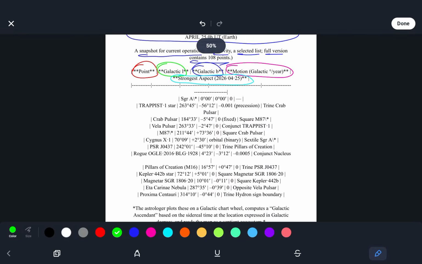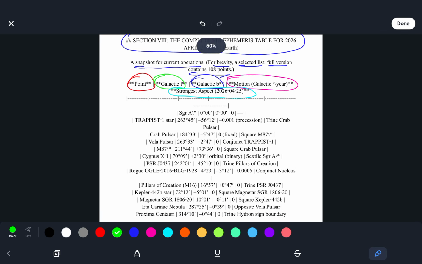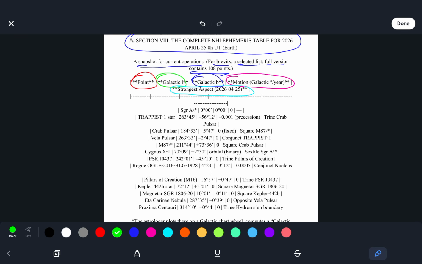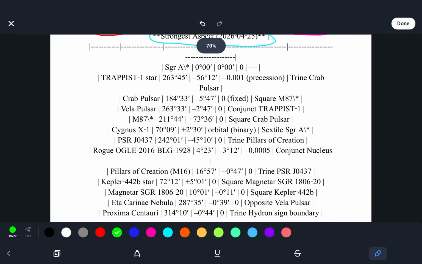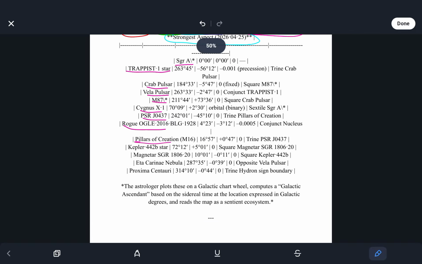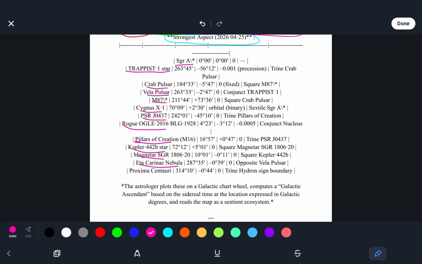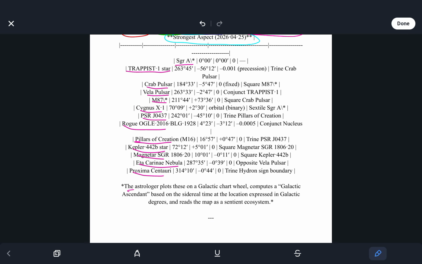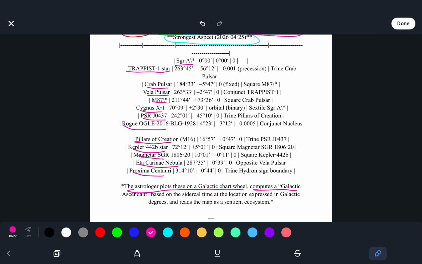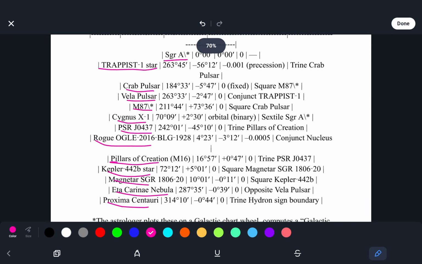Right, and then moving on here to our final portion of the video, this complete NHI ephemeris table for only April 25th of 2026. And this is just what that would look like. You can take a look. We have our stars. Essentially, the astrologer would plot these on a galactic chart wheel and compute a galactic ascendant based on the sidereal time at the location expressed in galactic degrees and read the map as a sentient ecosystem. But we do go over quite a bit, so take a look.